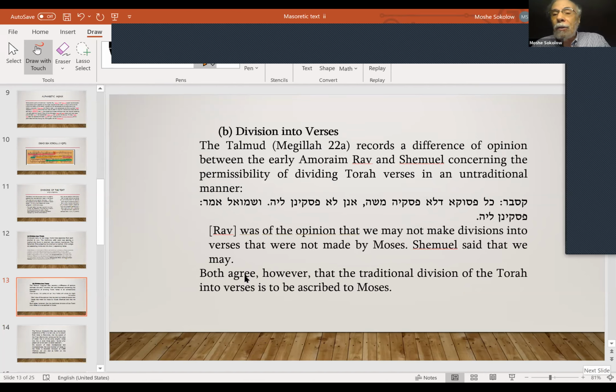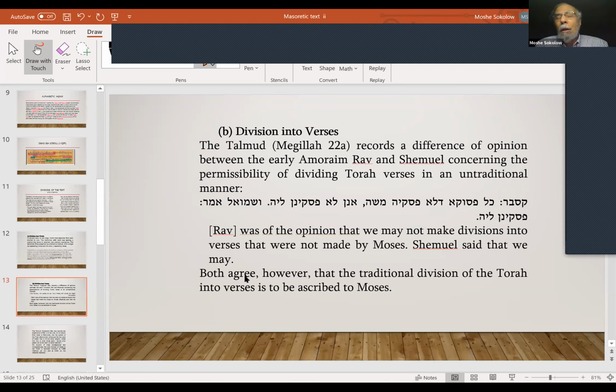Now, insofar as the division into verses is concerned, the Talmud records a difference of opinion between the early Amoraim, Rav and Shmuel, concerning the question of whether it is permissible or prohibited to divide Torah verses in an untraditional manner. Rav said as follows: Kol psuka de la paskei Moshe, any division into verses that was not already made by Moses, anan lo paskinan le, we do not permit ourselves to make such divisions. Shmuel amar paskinan le, Shmuel disagreed, and he said it's perfectly all right.